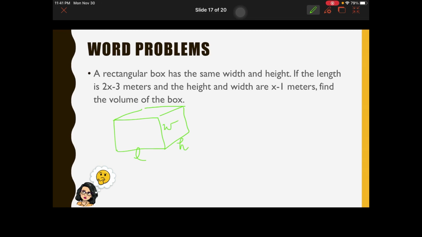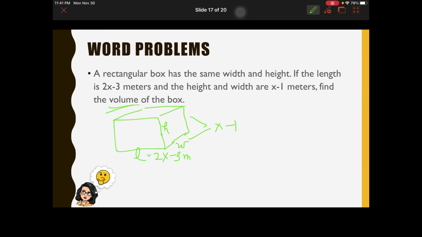Or, baliktad pala si width at si height. Sorry. This is your height, and this is your width. Nasabi, pareho daw sila ng length. Okay? And then, it's already given. Si length daw ay 2x minus 3 meters. And then, these two dimensions are x minus 1 meters. We just need to find the volume of the box.